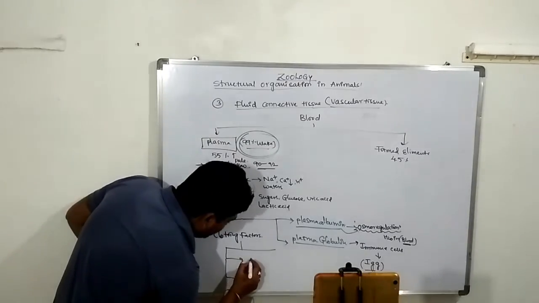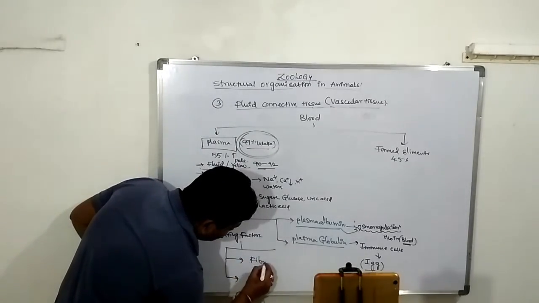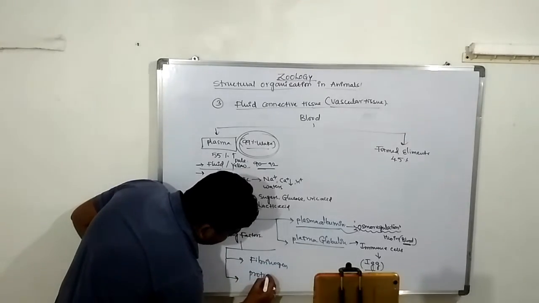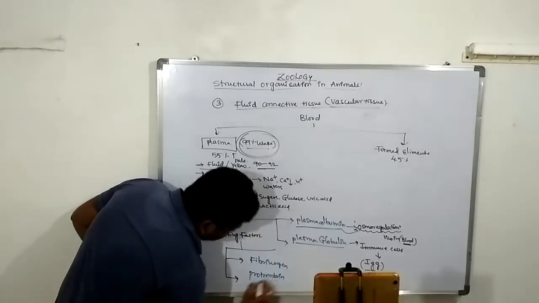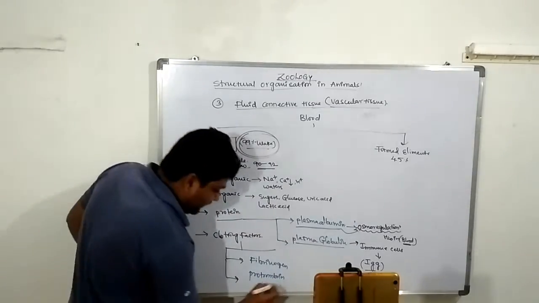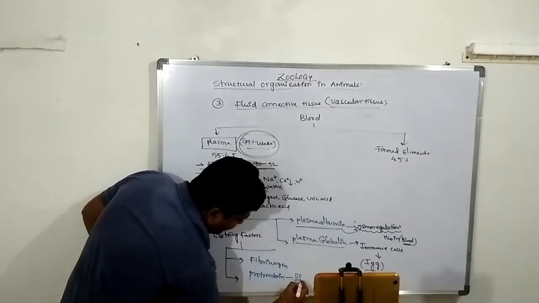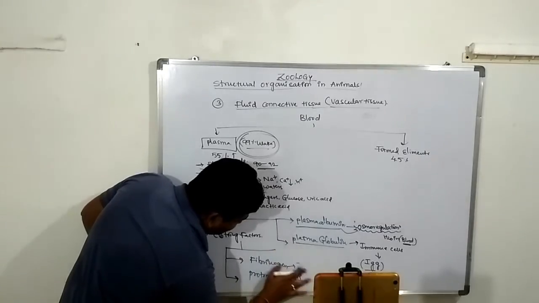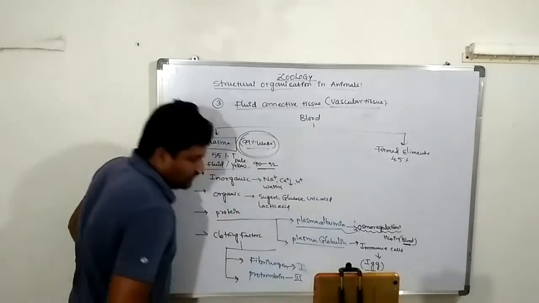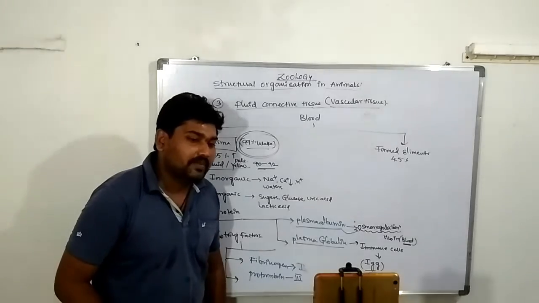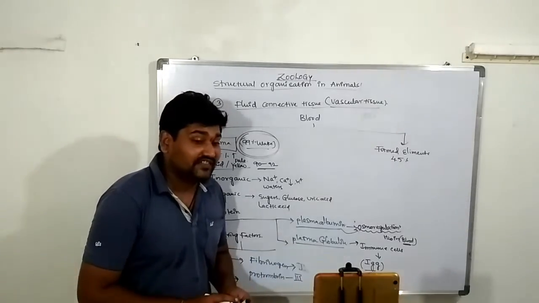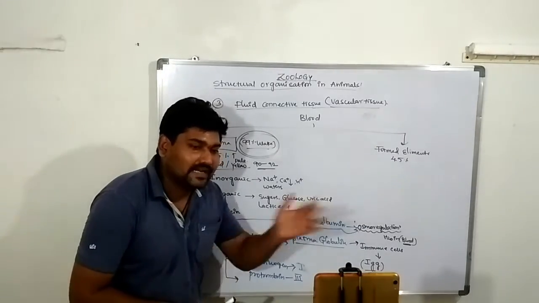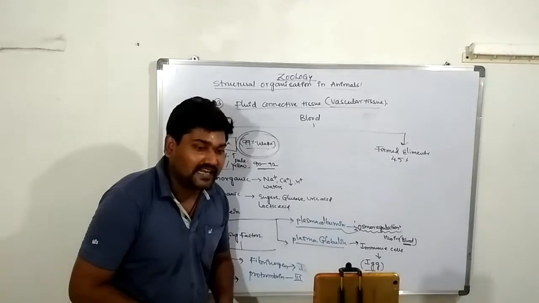The first clotting factor is known as fibrinogen, and then prothrombin. Fibrinogen is the first clotting factor, fibrinogen is the second, and prothrombin is the third. So coagulation, the blood clotting mechanism, consists of 13 blood clotting factors. The study of this mechanism is known as the cascade mechanism.